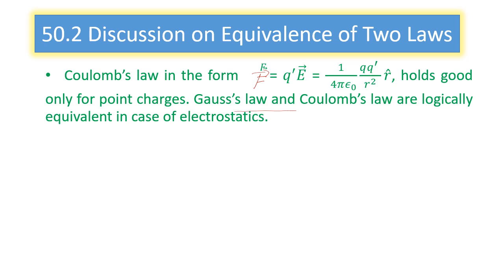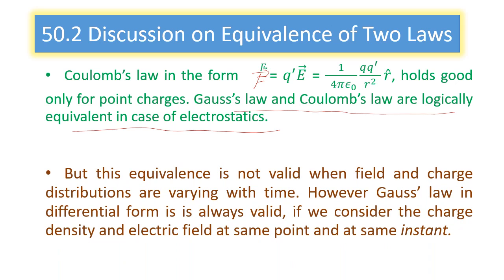Gauss law and Coulomb's law are logically equivalent in the case of electrostatics. I don't know what happens when charge moves. Coulomb's law is not valid, and Gauss law is obtained from Coulomb's law in the case of electrostatics. Therefore, I don't know which law will be valid or can be generalized to the moving charge case also. But this equivalence is not valid when field and charge distributions are varying with time.